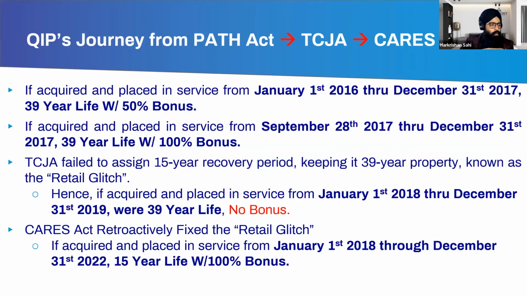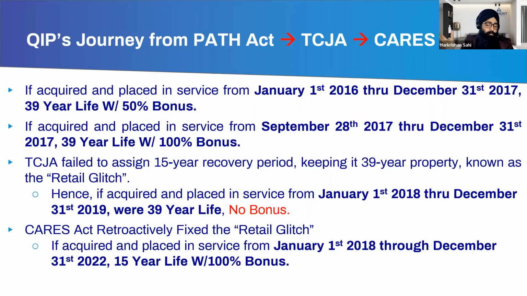Now, the journey for qualified improvement property from the PATH Act to the Tax Cuts and Jobs Act to the CARES Act. I'll give you the dates of when the bonus applies and what the life is. Very interesting. If you have an asset placed into service January 1st, 2016 through December 31st, 2017, you get a 39-year life with 50% bonus, right? But if you acquired and placed in service an asset September 28, 2017 through December 31st, 2017, you get a 39-year life, but with 100% bonus. Yes, it's 100% bonus with a 39-year life.